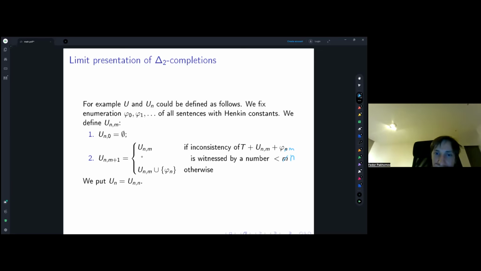Anyway, so we have an approximation to consistency, and then you define the UNs according to n's approximation to consistency. Then your sequence will be this diagonal UNN. You could then check that the sequence UNN has a limit, and this limit is a consistent completion of the theory T in the language with Henkin constants. So this is how the explicit construction works.